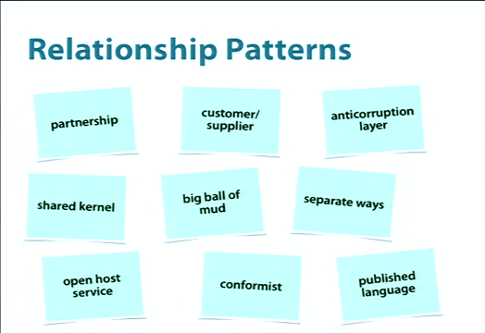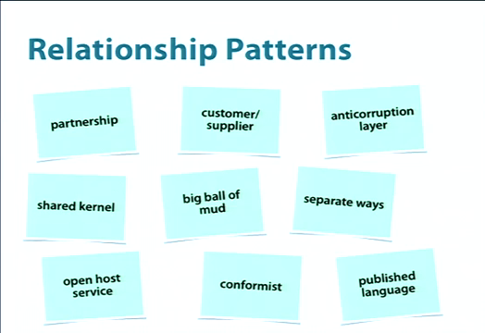Anti-corruption layer. This might be where you have a really messy bounded context with which you need to integrate, and you don't want it to mess up your bounded context. You want to keep your model nice and clean, so you can create an anti-corruption layer so that your model doesn't get all messy. Shared kernel. This is where two bounded contexts can actually share a core piece together.